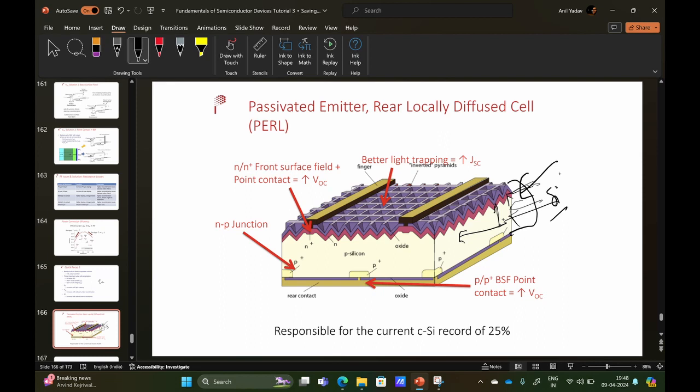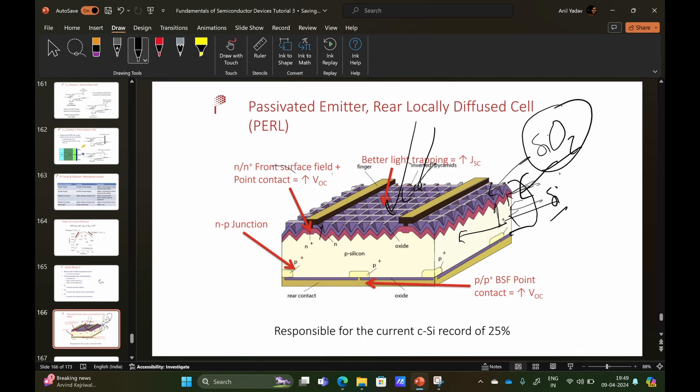This is the front surface passivation, which is SiO2, the purple colored layer. It reduces the surface recombination on the front side. Light is coming from this side, and it reduces the recombination at this surface.